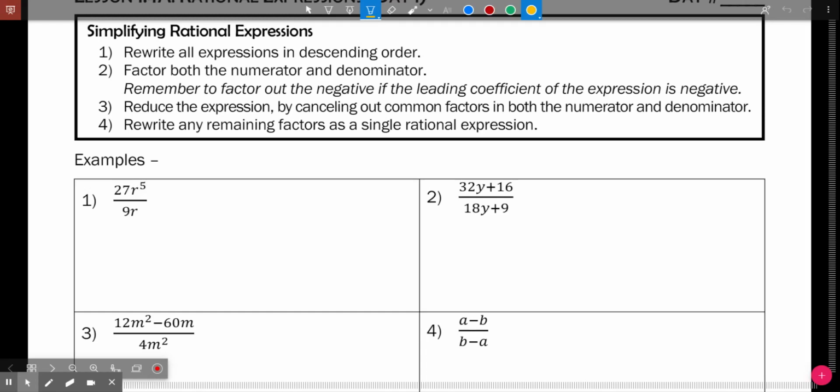When simplifying rational expressions, you're going to first rewrite all expressions in descending order. You're going to factor both the numerator and the denominator, and always remember to factor out the negative. You're going to reduce the expression by canceling out common factors, and then you're going to rewrite any remaining factors as a single rational expression.